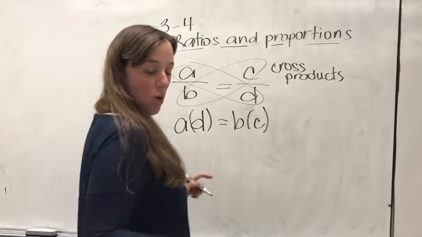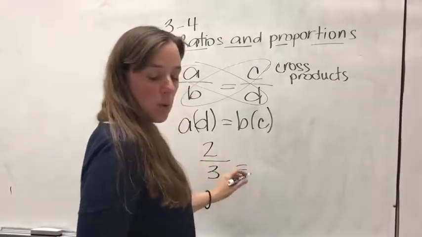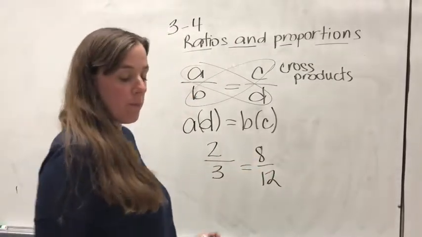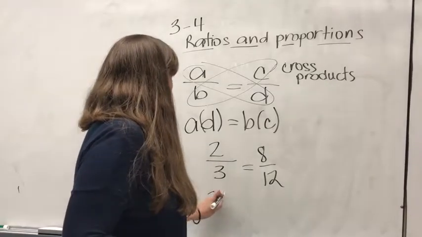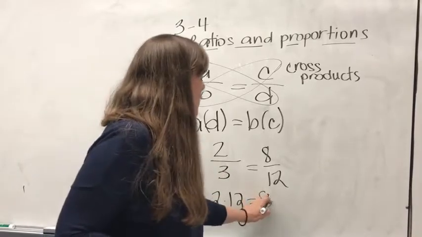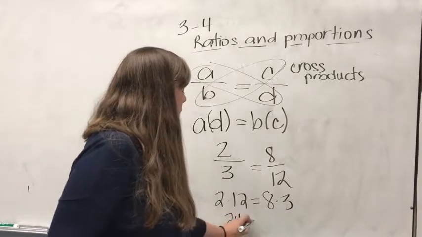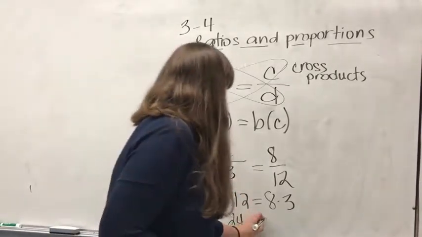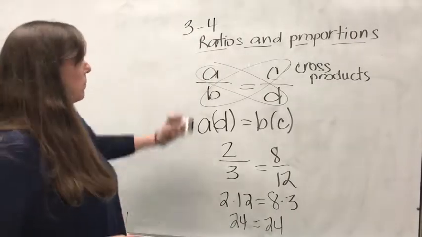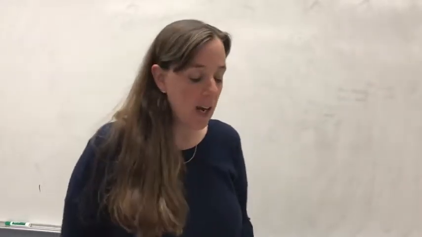All right, so let's just look at this. If we have 2/3 equals 8/12, 2 times 12 is going to equal 8 times 3. Let's see if that's true. 2 times 12 is 24, and 8 times 3 is 24. Okay, perfect. Great. All right. Okay, lots of information to cover today.